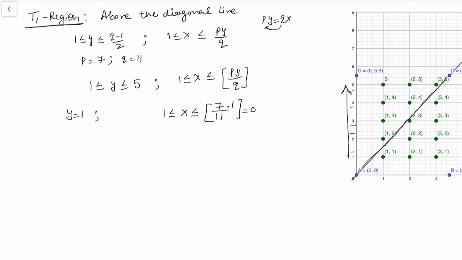So this value is 0. 1 less than x less than or equal to 0 has no meaning, so there is no point in this case. When y is 1, there is no lattice point in this position. When y is equal to 2, this value will become 7 into 2 by 11, so that is 14 by 11, and we get one lattice point, that is 1, 2.